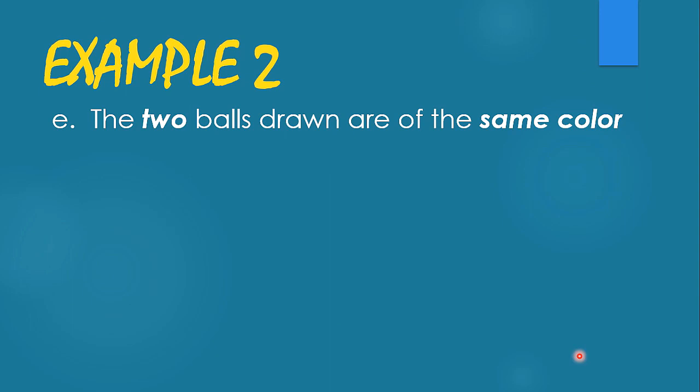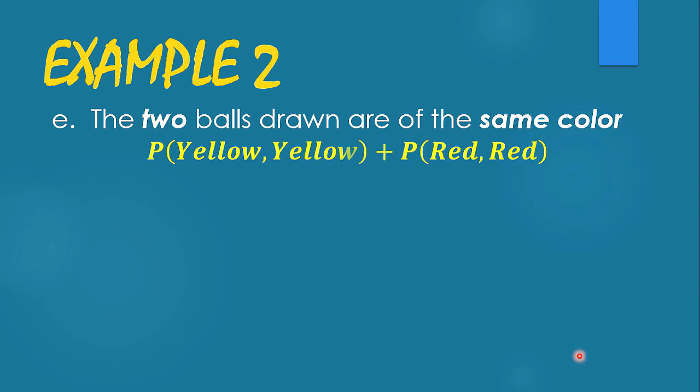And then next, the 2 balls drawn are of the same color. So we only have either yellow balls or red balls because we only have one blue ball. So it will not happen that we get a blue ball and then a blue ball, because there is only one blue ball in the box. So we have the probability of getting yellow, then yellow, plus the probability of getting red, then red. We have plus because it's either yellow then yellow or red and red.